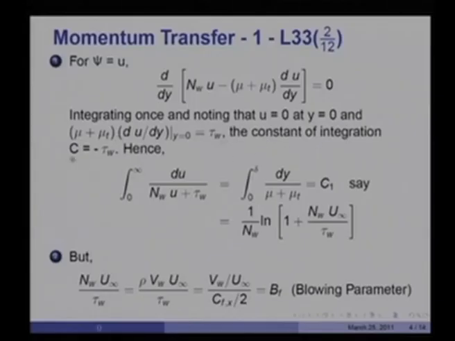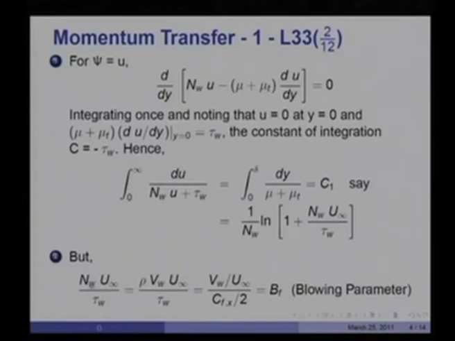The constant of integration c will be simply minus tau wall, and hence integrating from 0 to infinity would give me du divided by (m w u minus tau w) equal to the integral from 0 to delta of dy over (mu plus mu t), which I am for the moment calling constant C1, some integrated value C1. And the integration of this term would simply result in 1 over m w ln (1 plus m w u infinity by tau w). But what is m w u infinity by tau w?